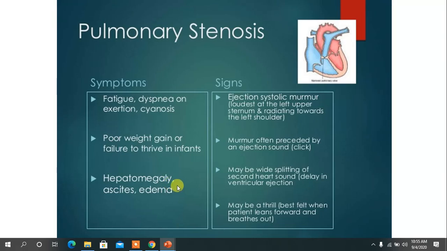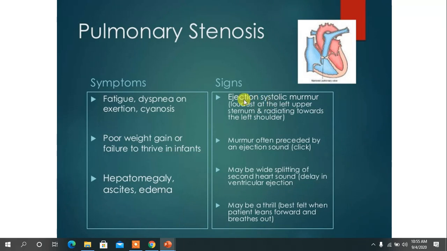hepatomegaly, ascites, edema. This is because of the back pressure from the right ventricle to the right atrium, and then back to the systemic veins, an increase in back pressure that leads to these symptoms. Due to the increase in back pressure from the right ventricle, because the right ventricle is unable to push the blood through the pulmonary stenosis into the pulmonary circulation.